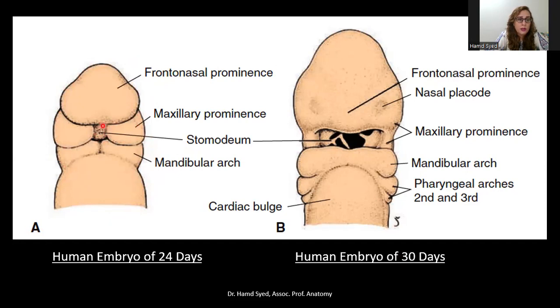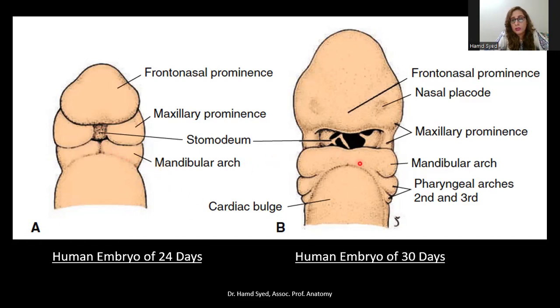And in the center, there is an opening which is known as the stomodeum. This stomodeum is surrounded by a few mesenchymal prominences. Cranial to it is the large, massive prominence, which is known as the frontonasal prominence. On either side, lateral to the stomodeum, are the maxillary prominences. These are paired. Caudal to the stomodeum are the two paired mandibular prominences. And this is on the 24th day.